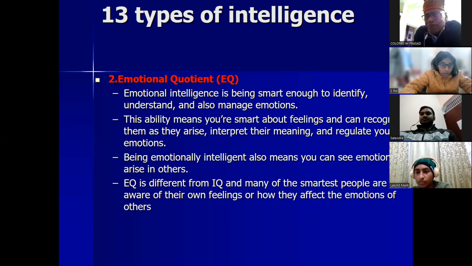So it means what? Emotional intelligence is being smart enough to identify, understand, and also manage your emotions. If we all get angry, no problem. Anger is a normal phenomenon. But when to get angry, how, and to what degree, at what place, at what time, that is where emotional intelligence comes into play. Imagine you are going for your interview and you lose your temper with the interviewing officer. What will happen to you?